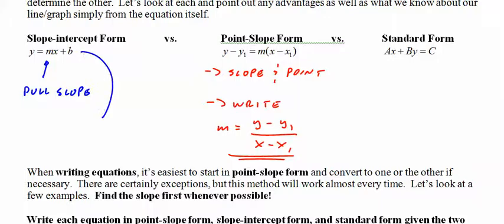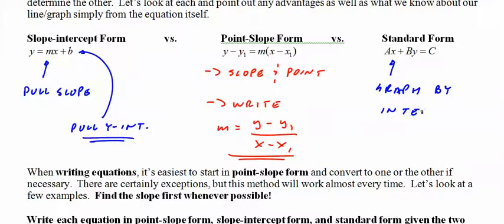Which is very handy information about an equation. You can also pull the y-intercept. So graphing is kind of a breeze. A lot of people like this because they can graph by intercepts. I'm not a big fan. There's a lot of details that go into that. It's kind of a hassle.